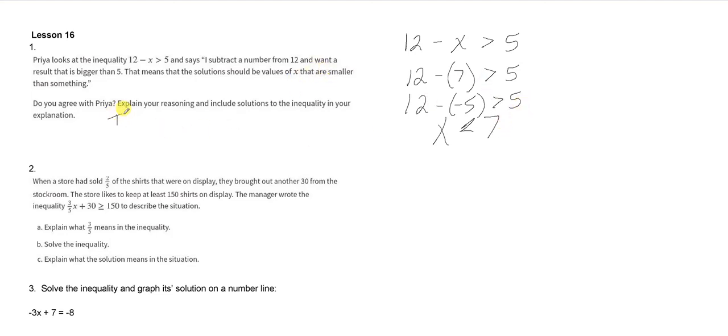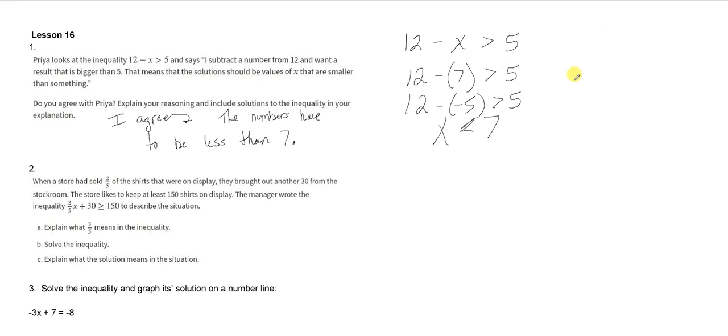I agree with Priya. Alright, we agree with her. Explain your reasoning and include some solutions to the inequality in your explanation. So I agree. The numbers have to be less than 7 to make it true, right?